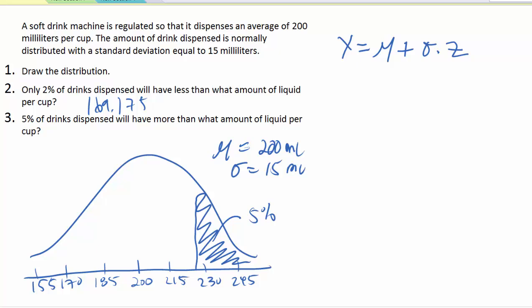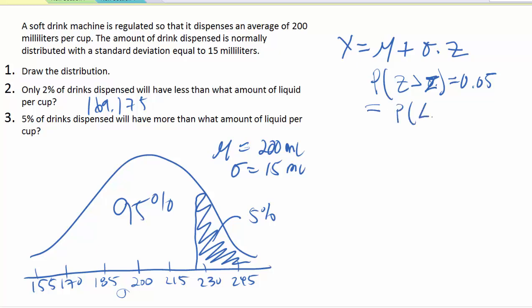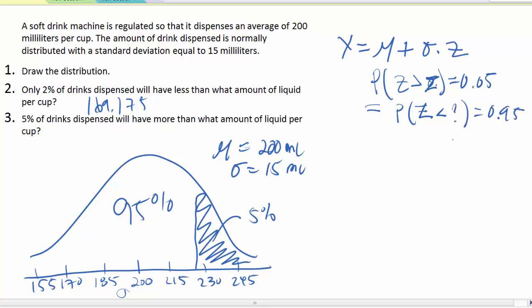The way that we should think about this too is this is also the value that cuts off the lower 95% of our data. So when we find our z, we want to find the probability that z is greater than some z value is going to be equal to 0.05. Well, this is equivalent to the probability that z is less than some mystery value is equal to 0.95. So we want to find this z-score here in which 95% of the data falls below.